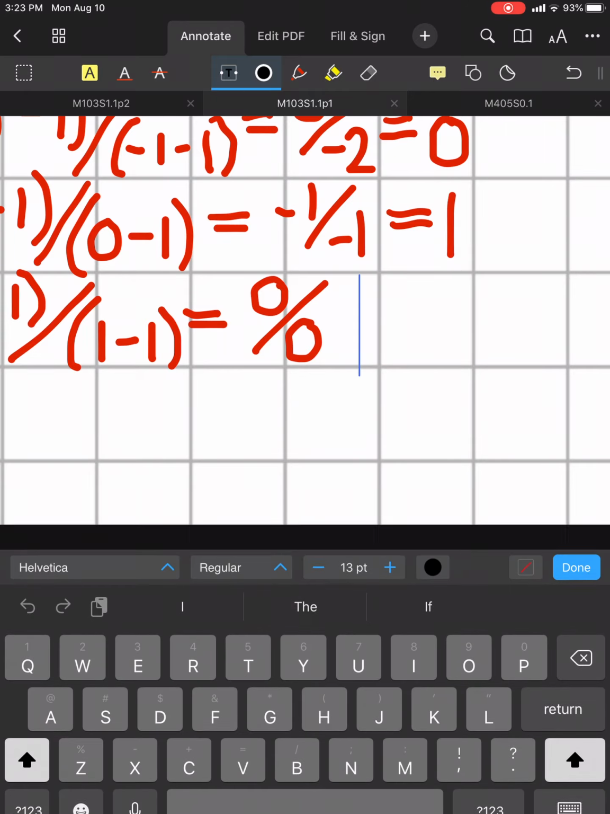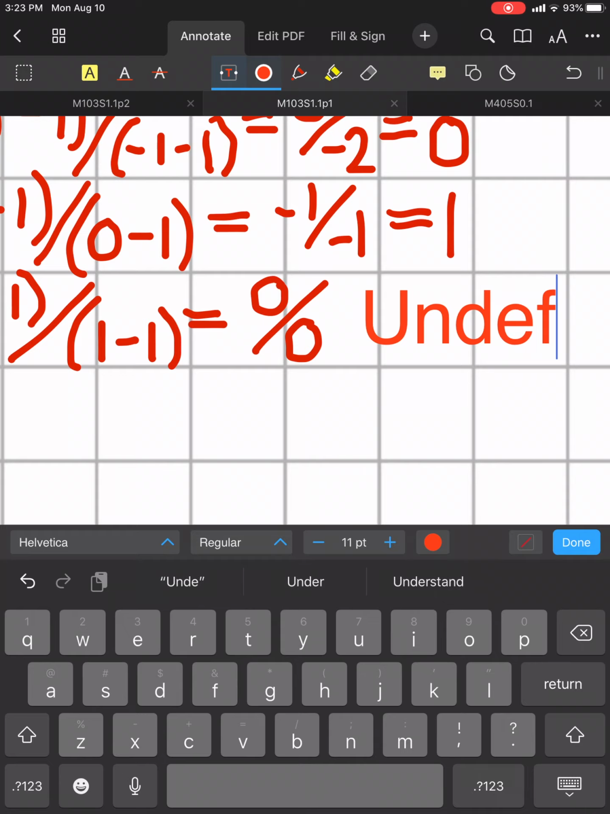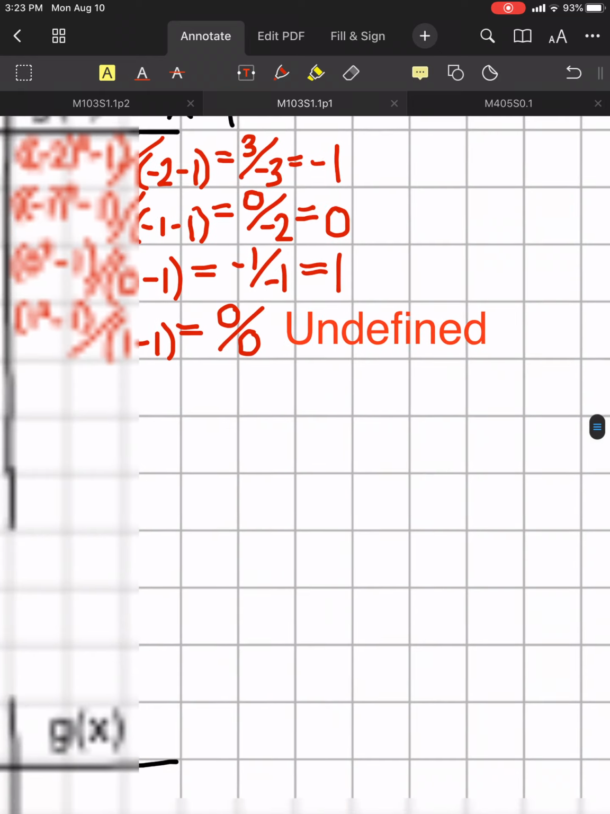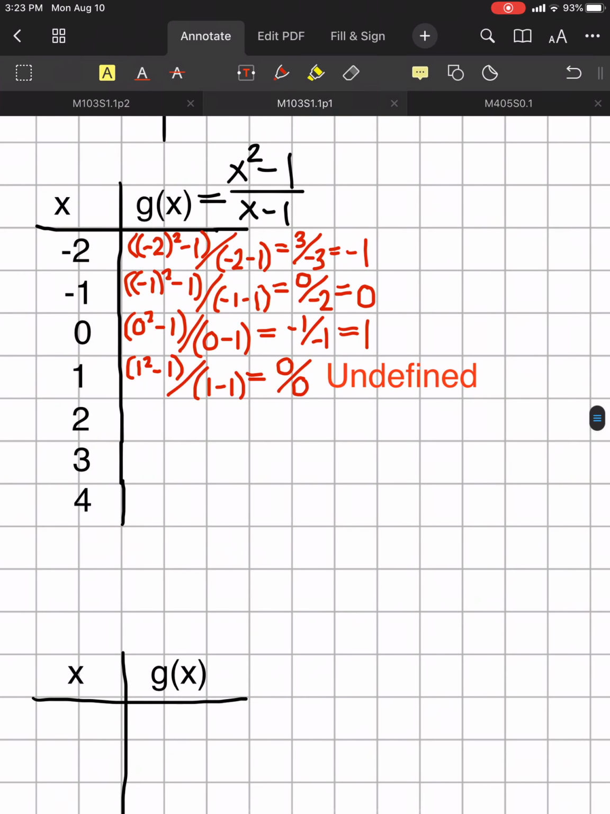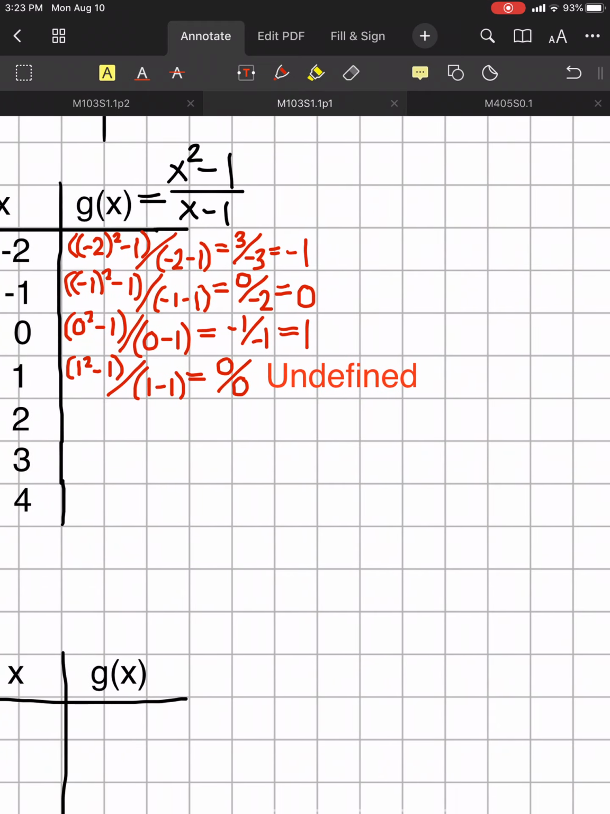I'll make this match, and we'll write this out. Undefined. So this value is undefined right now. So we don't have an actual value for this one. So every point that we've got up to this point, -2, 1, -1, 0, 0, 1, these are all the same as the ones we had before.